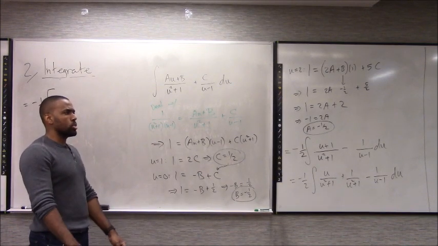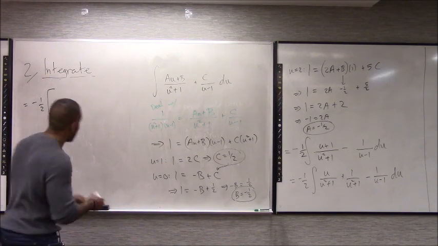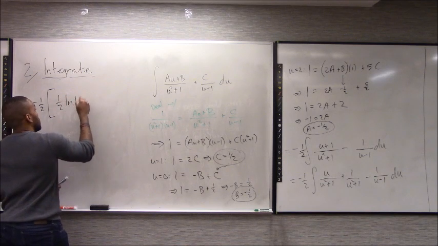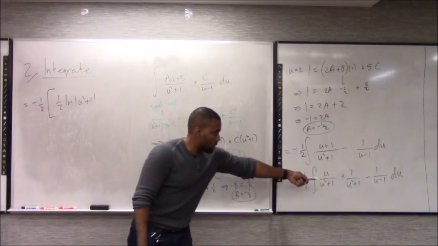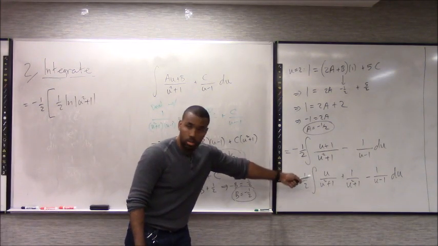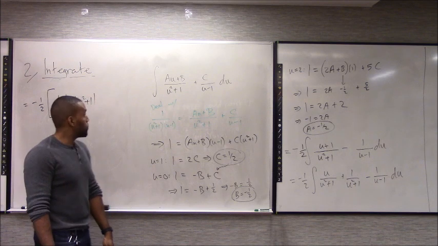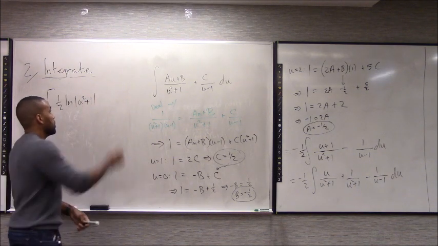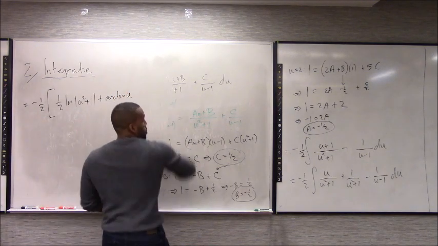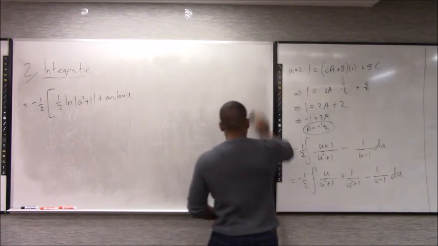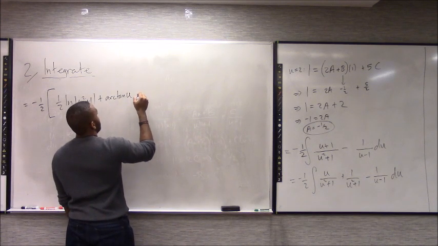So if I were to do t equals u squared plus 1, I get 2u du. I'm going to have to divide out the 2, so it should be a 1/2 ln of u squared plus 1 at the end of the day. Right? And that one, what's the integral of 1 over 1 plus u squared? Arctangent. And the 1 over u minus 1. Integral of that. ln u minus 1.